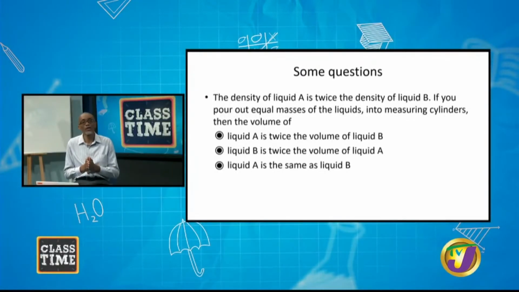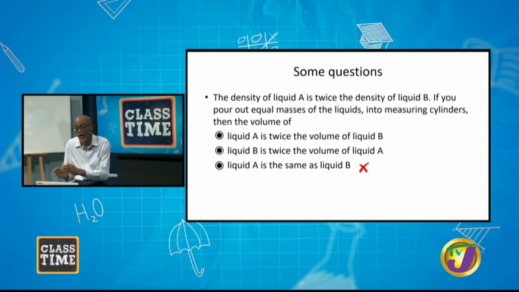Which one of these do you think you can eliminate immediately? I would say the last one, because if they have different densities, they can't have the same volume if they have the same mass. That's ruled out. So we're left with 2. Now, if the density of liquid A is twice the density of liquid B, we would expect that if they have the same mass, then liquid B will have greater volume.